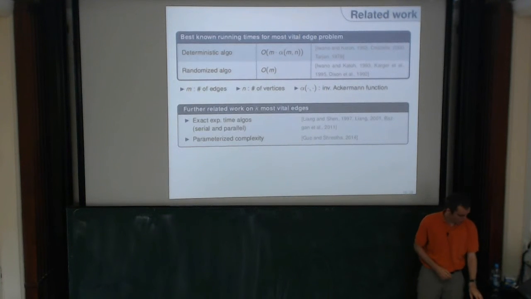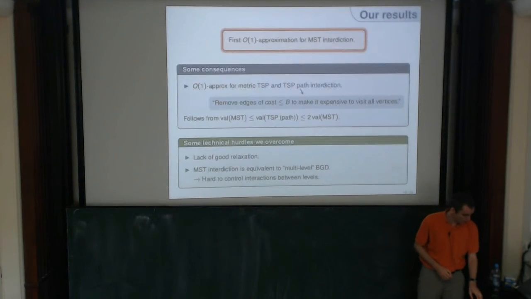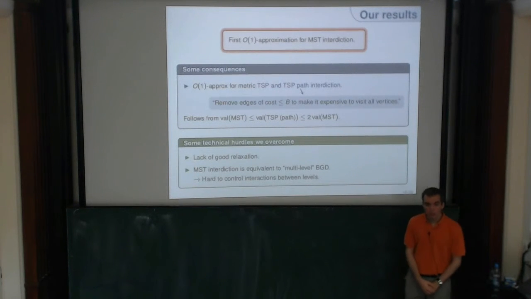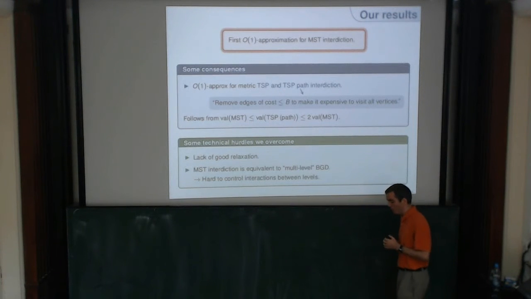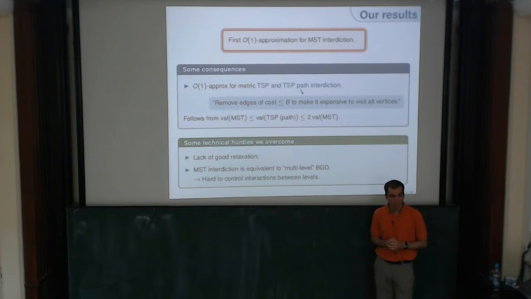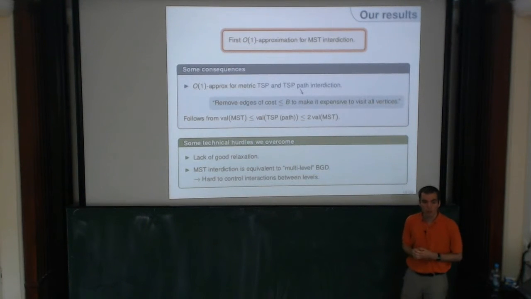Let me skip further related results in the interest of time. So as I said, I want to talk about the constant factor approximation for MST interdiction. One thing that's kind of nice is that minimum spanning trees are often used as a building block or a backbone of other approximation algorithms. For example, you can get, of course, a 2 approximation for TSP by doubling a minimum spanning tree. And you can use such relations sometimes to get interdiction results for other problems, particularly for a TSP problem.